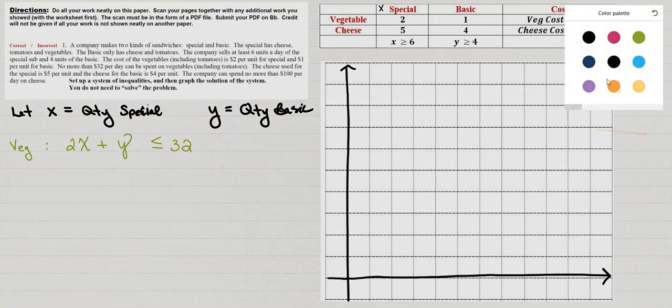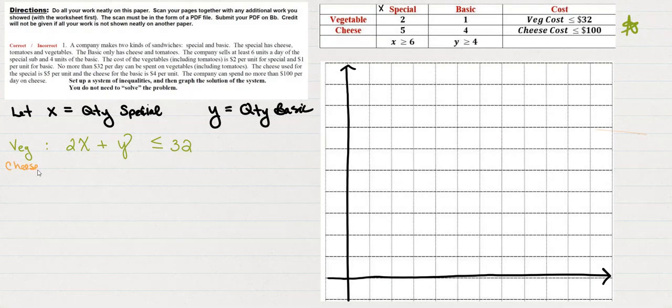$32. Next, we could write an equation for cheese, or I'm sorry, not an equation, but rather an inequality, right? So the cost for the cheese, we have to keep it less than or equal to $100. And the cost for cheese is $5 times the number of special sandwiches plus $4 times the number of basic sandwiches. And that's going to come out to a total that's less than or equal to $100. Here are our constraints. That's the first step to this problem, is listing the constraints, right?